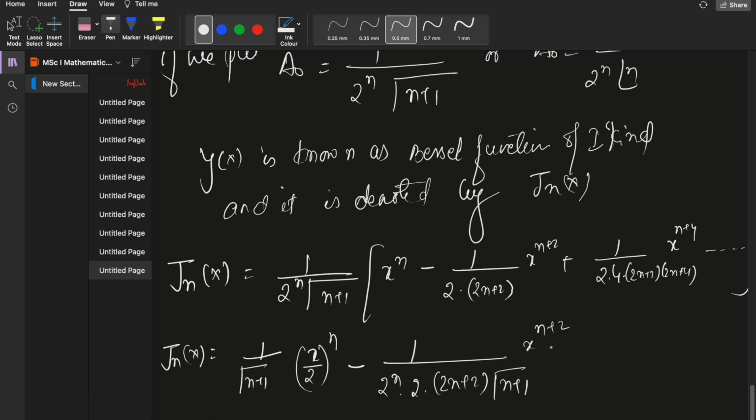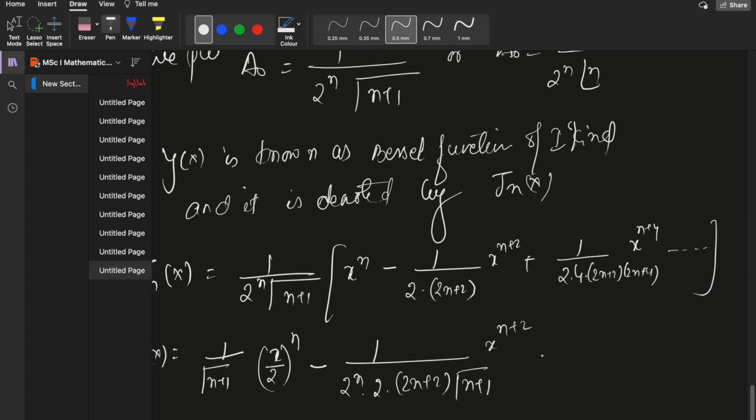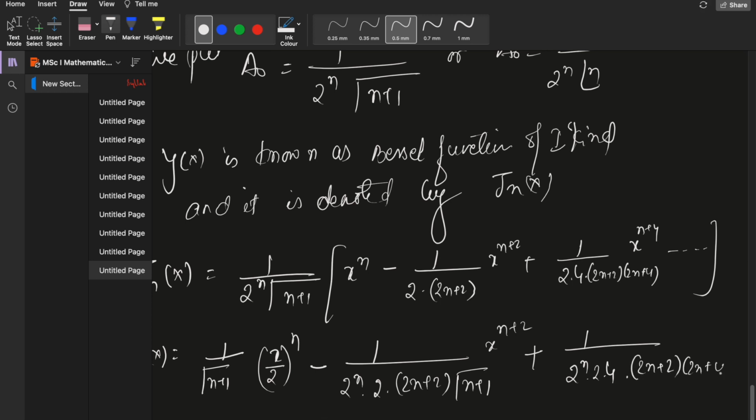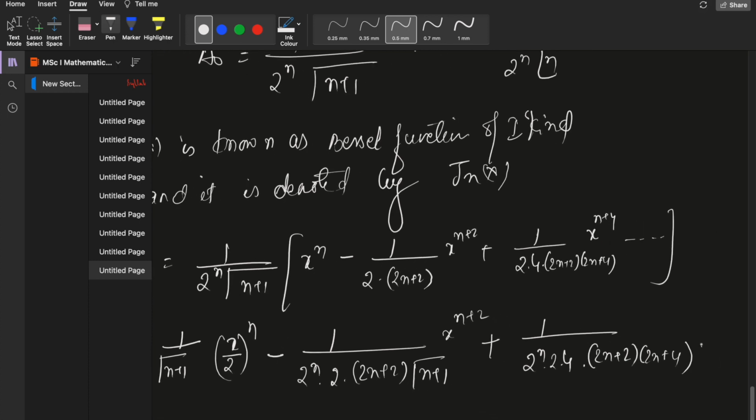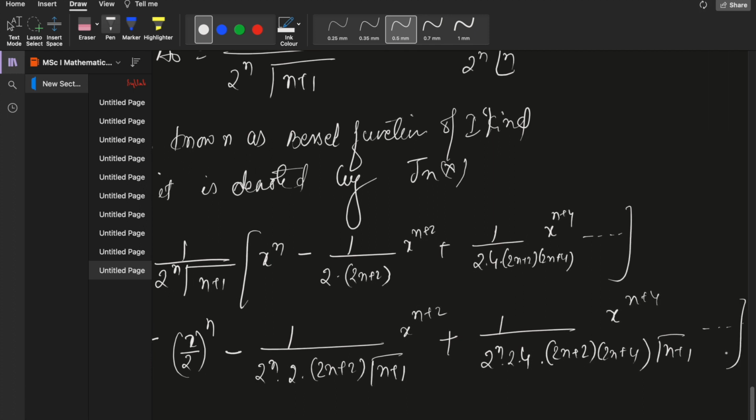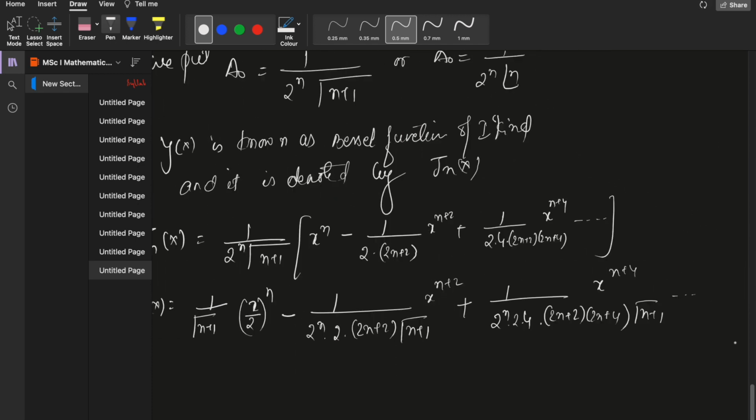plus 1 upon 2 to the power n times 2 multiplied by 4 times 2 to the power n plus 2 times 2 to the power n plus 4, sorry, 2n plus 4, into gamma n plus 1 times x to the power n plus 4 minus, and then this continues. So we have this.